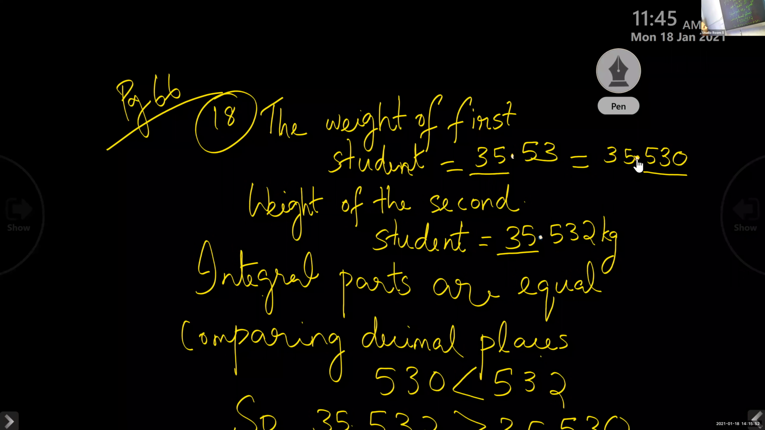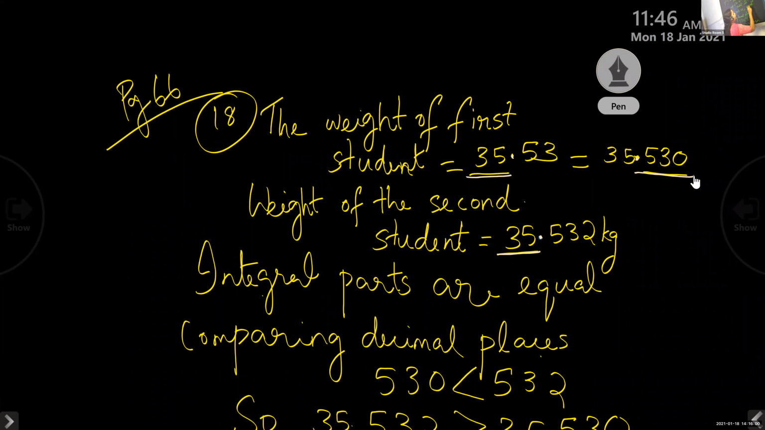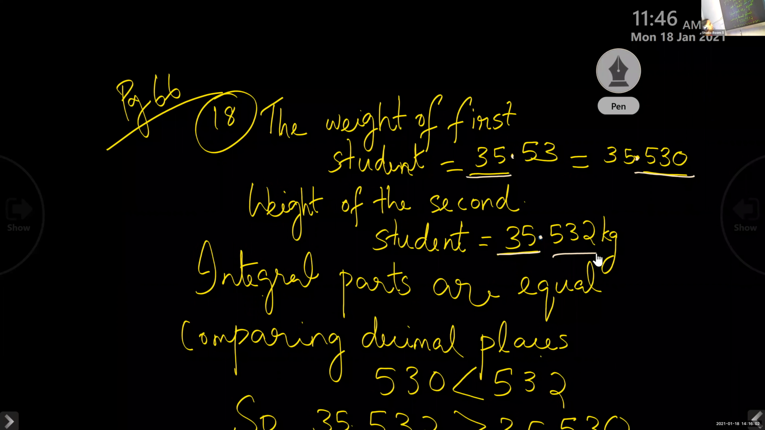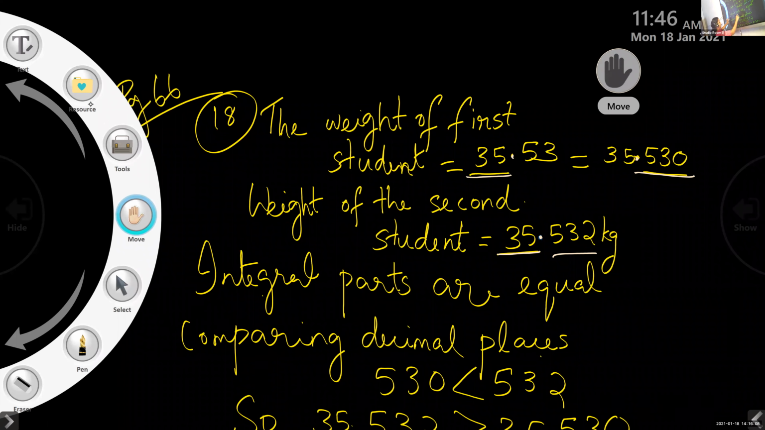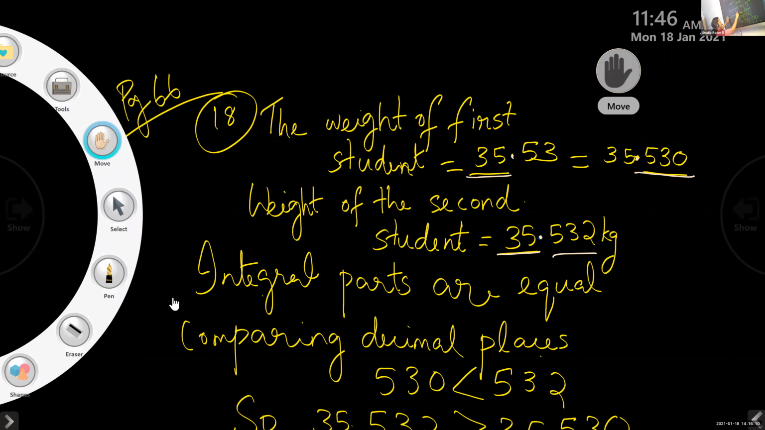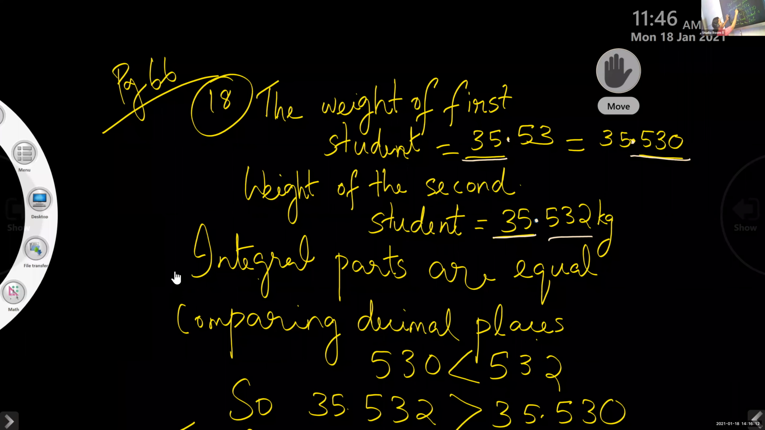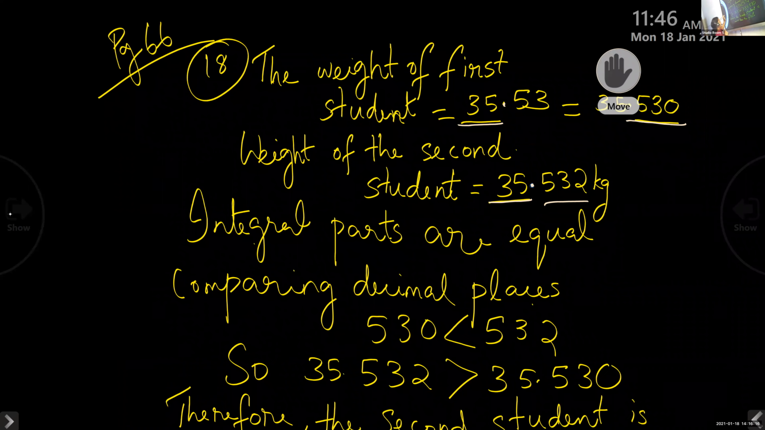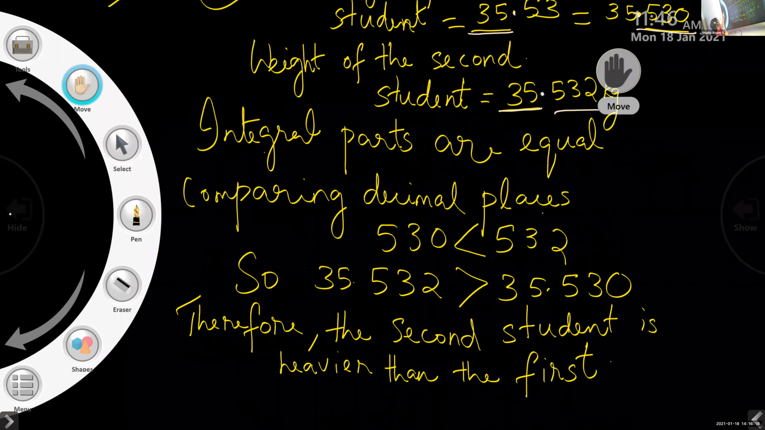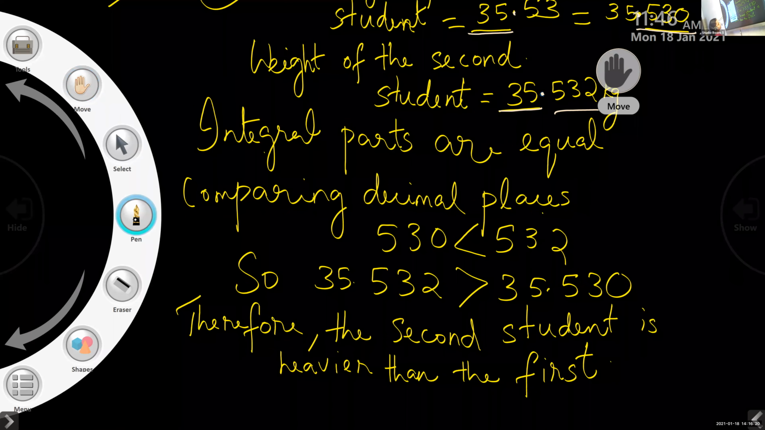So integral parts are equal. Which is the integral part here? It is 35, here also it's 35. So we are comparing only the decimal part, 530, 532. Comparing the decimal part, 530 is less than 532. So 35.532 is greater than 35.530. Therefore, we can say that the second student is heavier than the first.